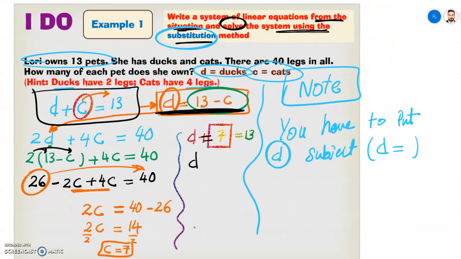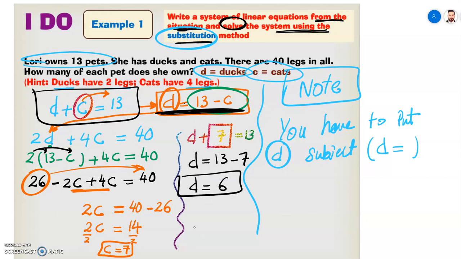So D is equal to 13 minus 7. So D is equal what, guys? What is 13 minus 7 equal to? 6. Correct. And now how many ducks? 6 ducks. And how many cats? 7 cats. Thank you.